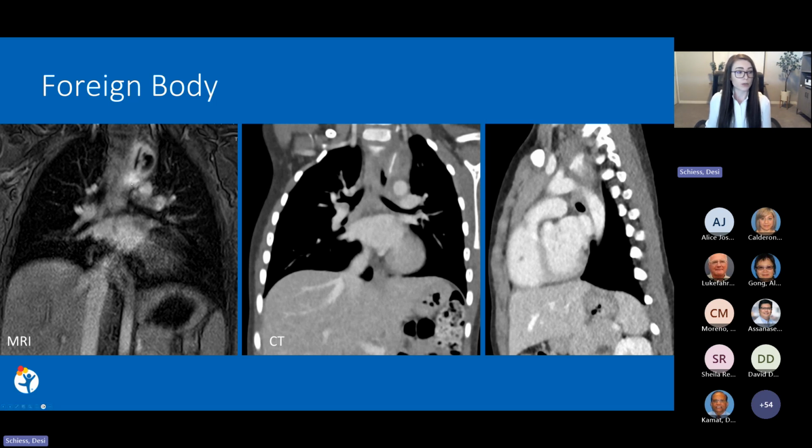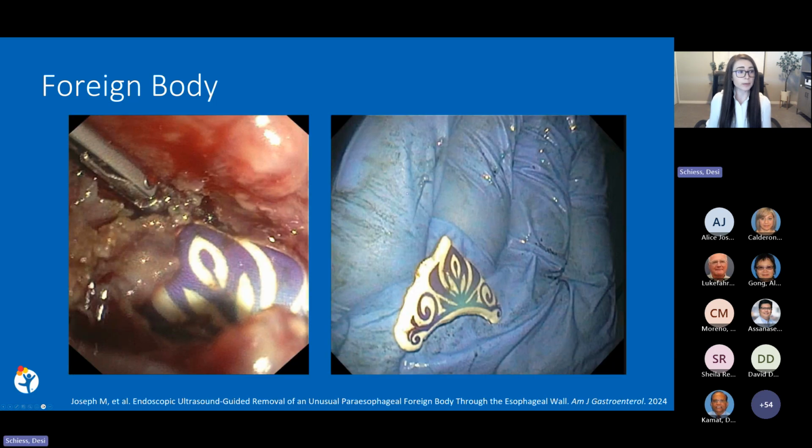MRI with contrast showed a linear non-enhancing structure with an adjacent fluid collection. On CT, the foreign body appears hyperdense, with surrounding inflammatory changes. After multiple attempts, finally an ELSA crown sticker was removed that had been embedded within the esophageal wall.